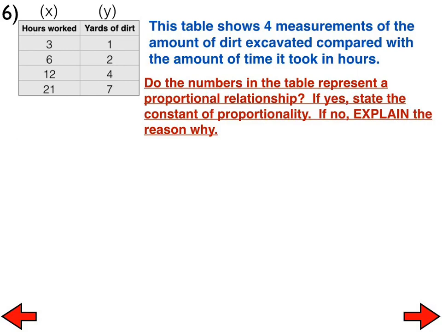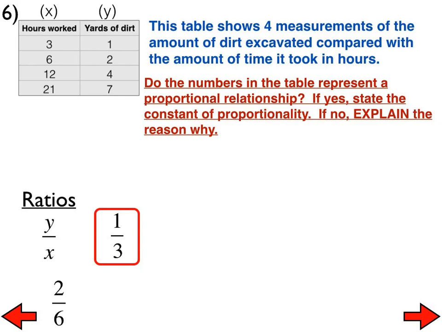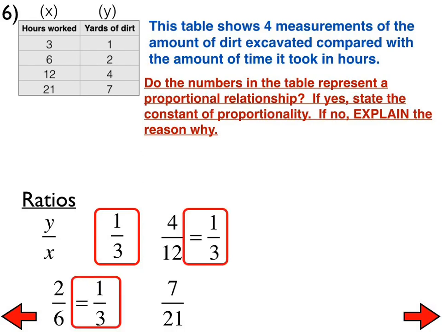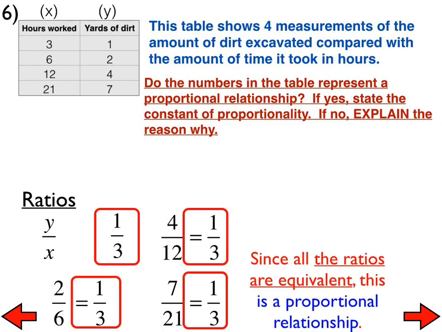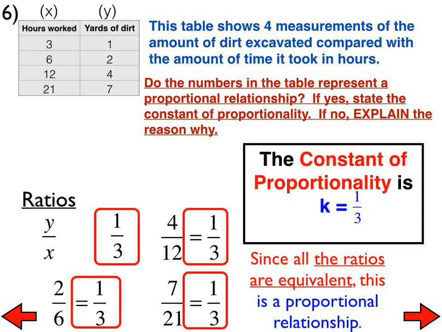Remember, to check for a proportional relationship, we checked all of the ratios y over x in the table. We get 1/3 for the first one, 1/3 for the second one, 1/3 for the third one, 1/3 for the fourth one. These ratios are equivalent. Therefore, it is a proportional relationship, and that value that they were all simplified to is the constant of proportionality, so k equals 1/3. All right, one more problem for today. Go ahead and try number 7, all parts.